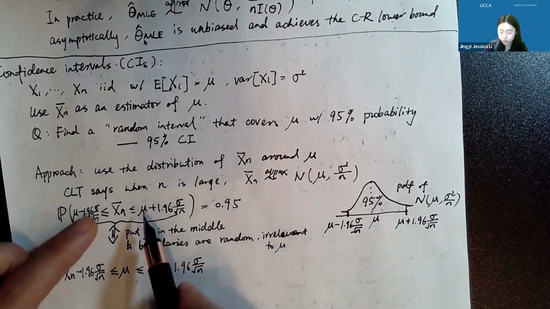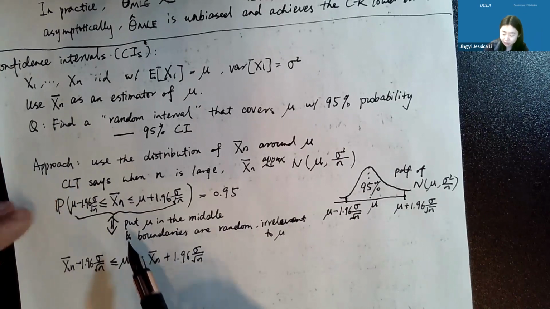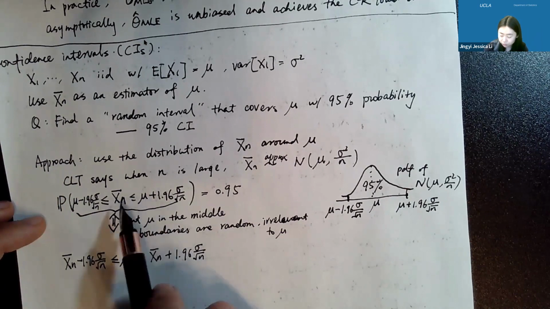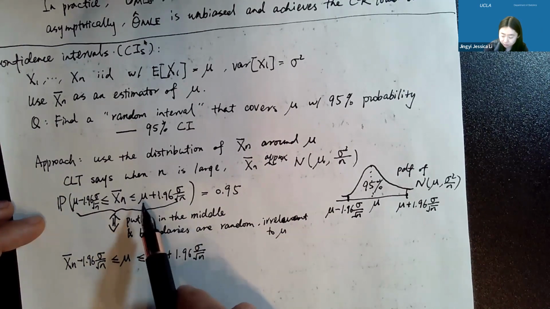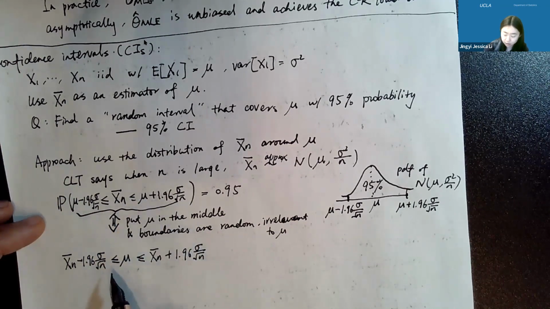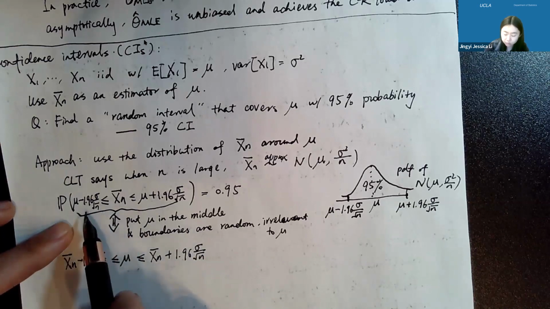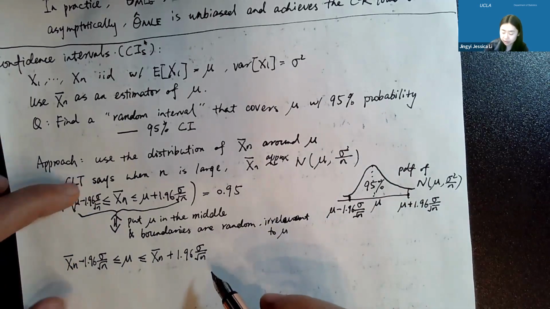So since these two events are completely equivalent to each other, from the right-hand side, you move mu, you move this part to the x n bar. So it becomes x n bar minus 1.96 less or equal than mu. That's what we have here for the left part. From the original left part, we have mu less or equal than x n bar plus 1.96 sigma over. That's what we have for the new right part. So therefore, these two things are completely equivalent.